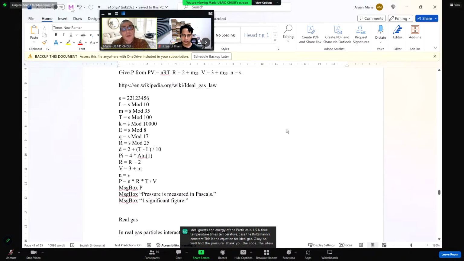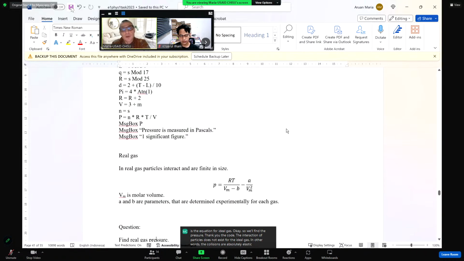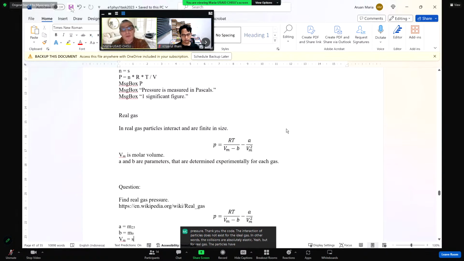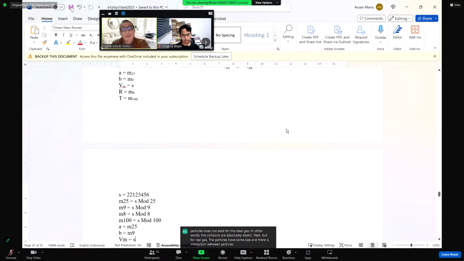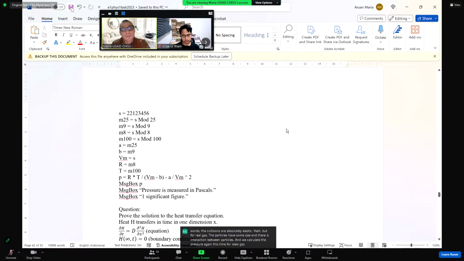The interaction of particles does not exist for the ideal gas. In other words, the collisions are absolutely elastic. Yeah, but for real gas, the particles have some size and there is interaction between particles, and we calculate the pressure again, this time for real gas, okay?